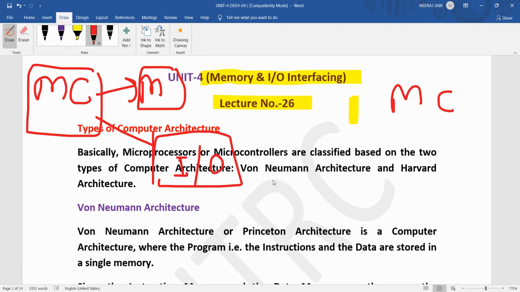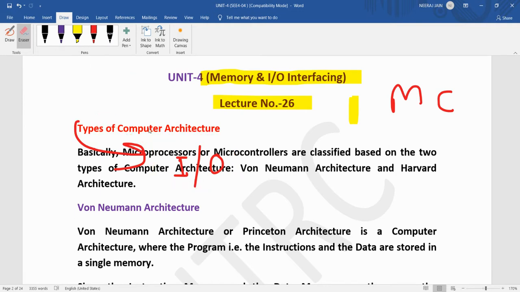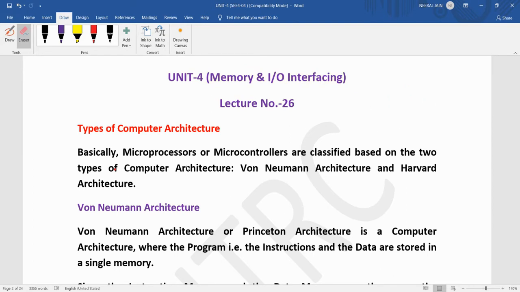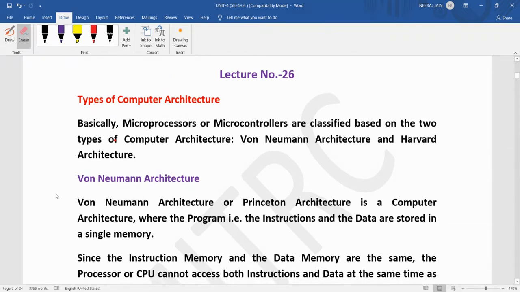Either the microcontroller will read the data from the memory, or it will write in the memory. Second, it will take the data from the input output device, or it will write in the input output device. So these are the important aspects of any microcontroller, to know what the memory structure is and how the microcontroller can accept the data.